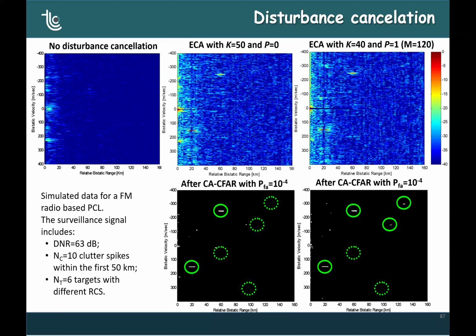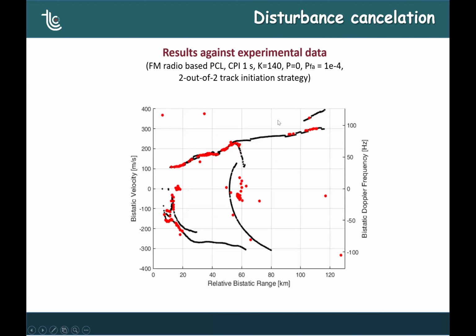Okay, so we have seen how the ECA works, at least in canceling part of the clutter and the direct path interference. Now let's go ahead and see how we perform the detection and the tracking.